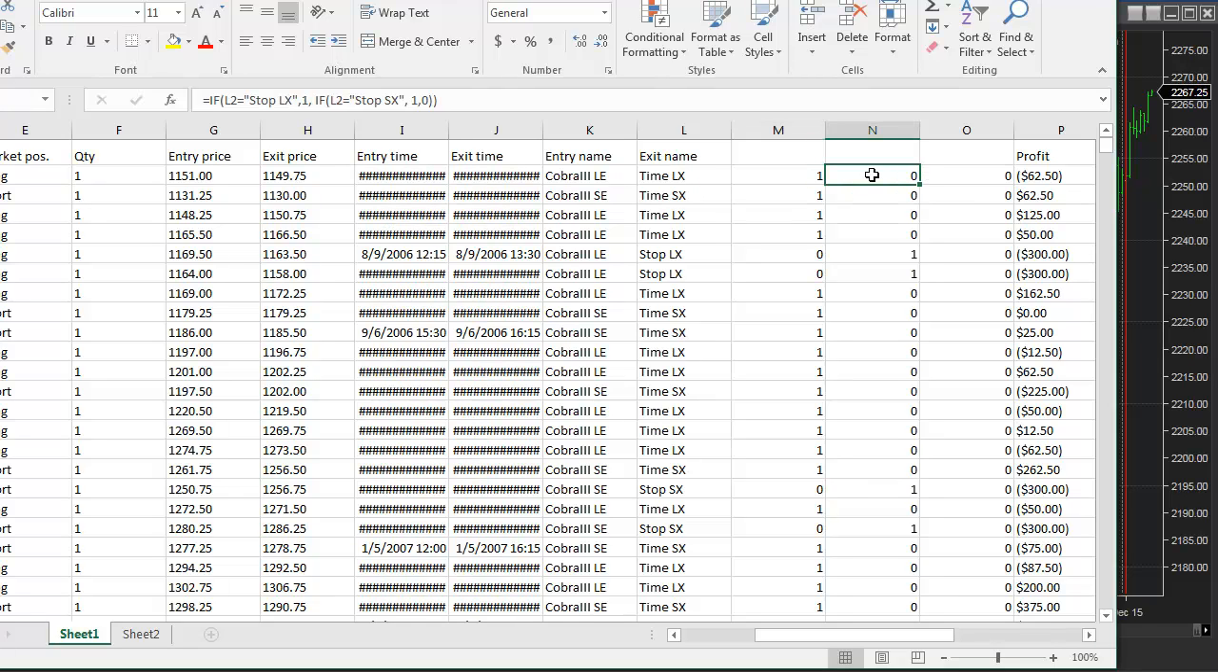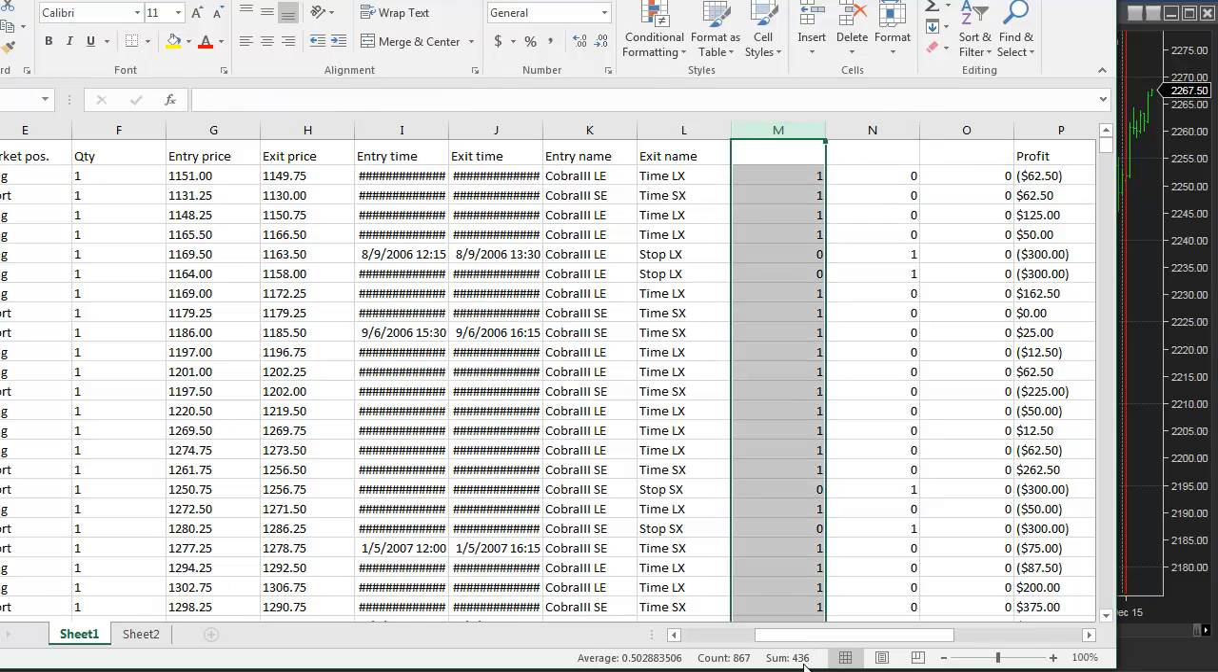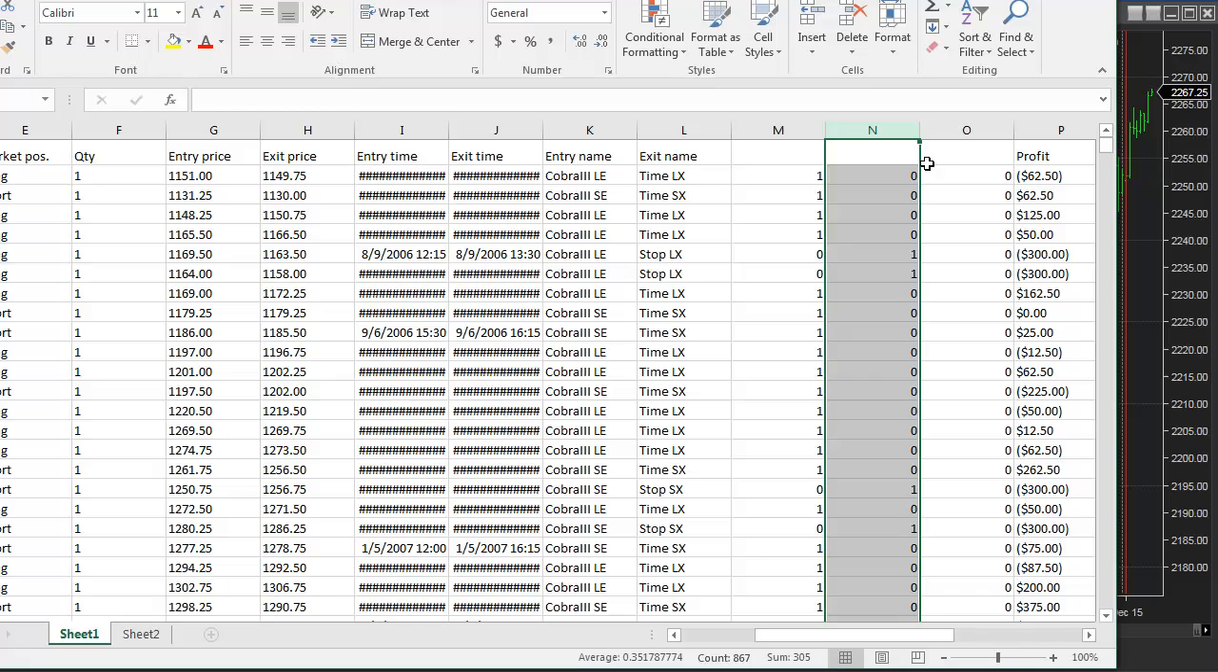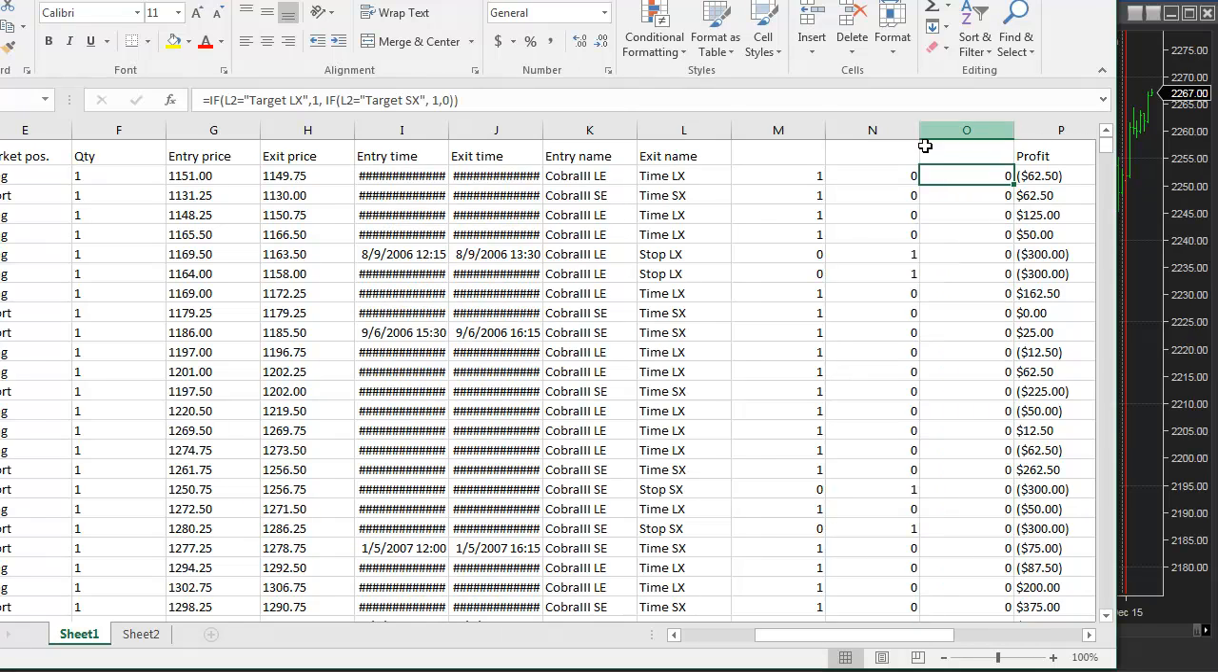If it was a stop exit, long or short, it's a 1 here. If it's a target exit, long or short, I put a 1 there. And you can see the formulas here that I used at the top. And this way I was able to sum up all the time exits in this column. I click on this and you can see the total down here, 436 time exits. If you click on this column, you see the total, 305 stop exits. And if you click on this column, you see 126 target. It hits the profit target 126 times.